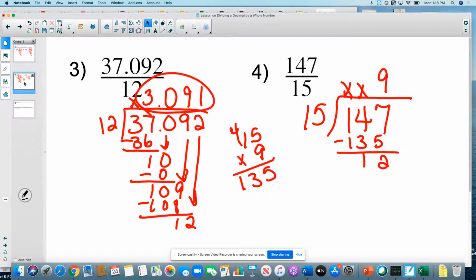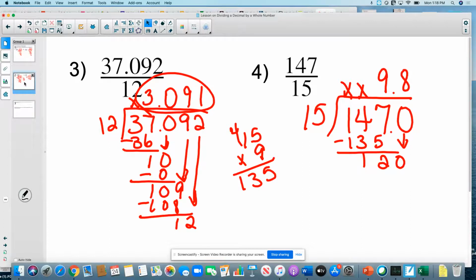But I need to keep dividing. If I add a 0, I just change that number to 1,470. So you've got to put a decimal point in there to keep it as 147. That means the decimal has to go in your answer. So you bring it down, which is a 0, and 15 goes into 120 8 times.